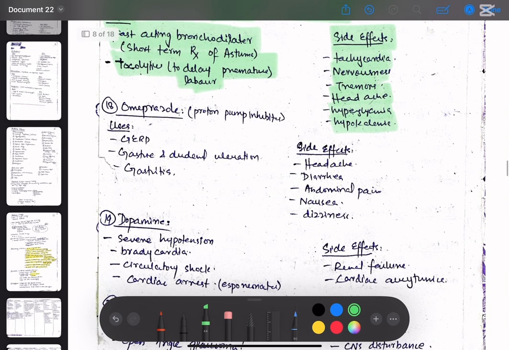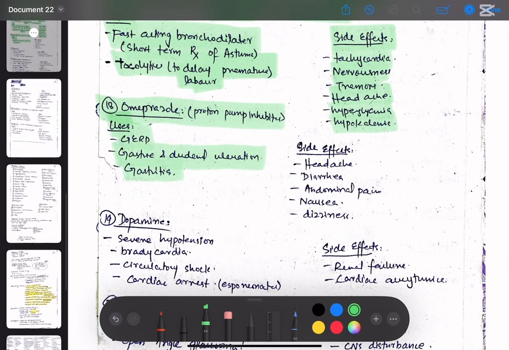Then we are having omeprazole, which is a proton pump inhibitor, and the uses are GERD, gastric and duodenal ulceration, and gastritis. The side effects are headache, diarrhea, abdominal pain, nausea, and dizziness.